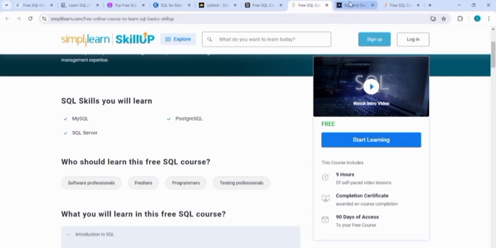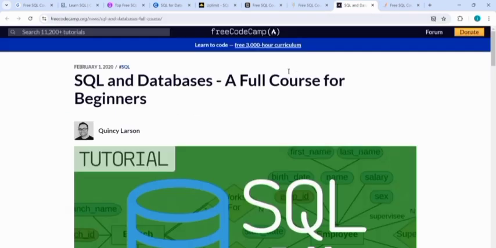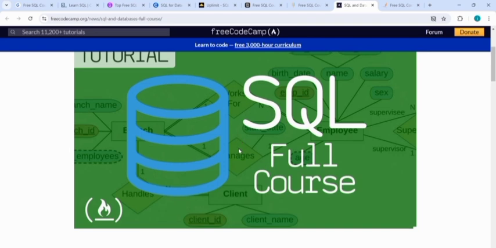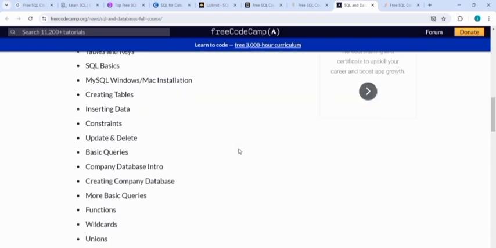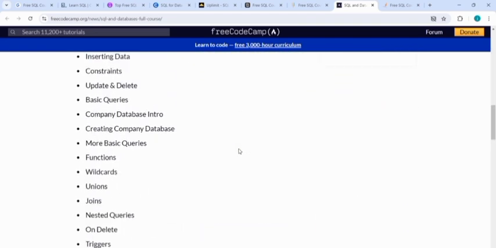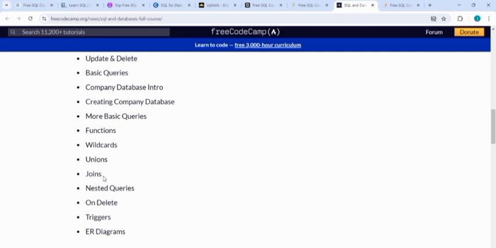Now moving towards our eighth certification, that is provided by Free Code Camp. So Free Code Camp also has their YouTube channel that has billions of subscribers. So you can also check it out. I will be providing the link of these certifications and courses in the description box. So the important topics are like joins, nested query, delete, trigger, ER diagram.